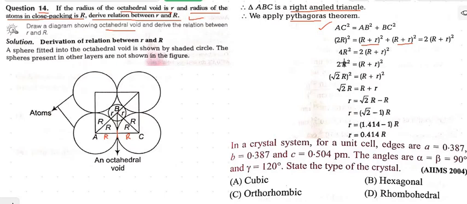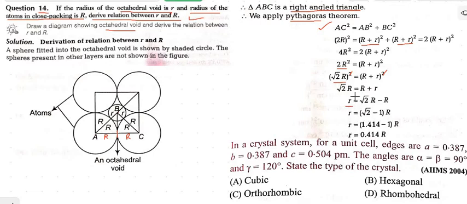If we divide this by 2, this becomes 2R square is equals to (r plus R) whole square. Now 2 is actually the square of root 2, because root 2 into root 2 becomes 2. So we can write this as (root 2 R) whole square is equals to (r plus R) whole square. So if you cut this square from both the sides, this will become root 2 R is equals to r plus R. And now you can simplify this, making r the subject.